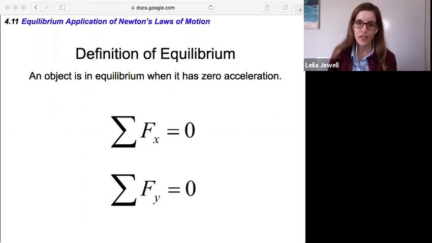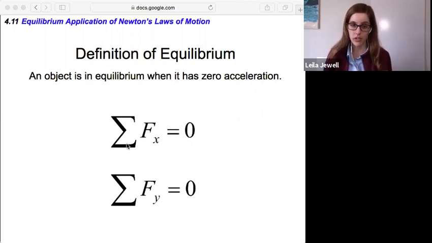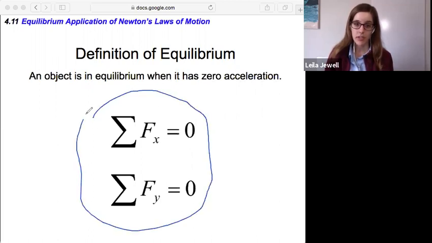So first, our definition of equilibrium, since that's right off in the title. An object is in equilibrium when it has zero acceleration. If there's zero acceleration, we know by Newton's second law that there's no net force acting on it, because the net force is equal to the mass times the acceleration. So zero acceleration means that the sum of the forces has to be equal to zero.